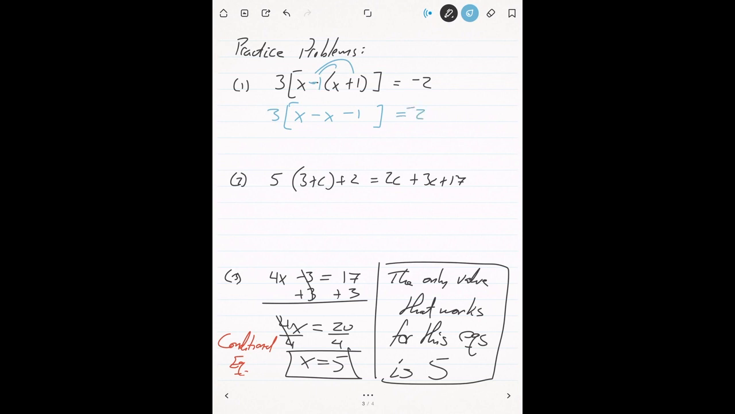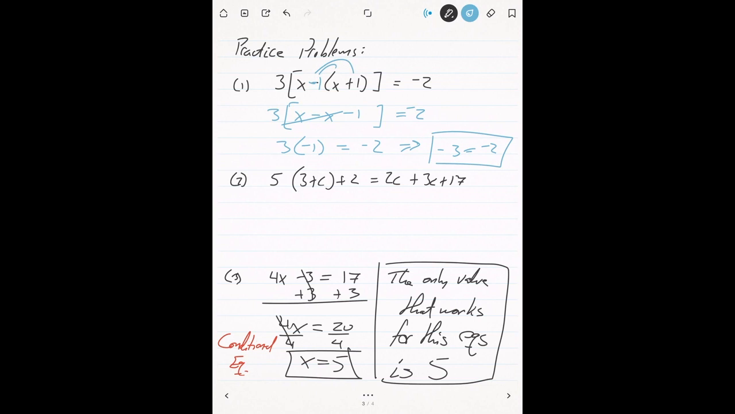We can keep simplifying the inside. Maybe we'll say, you can go ahead and distribute if you want, but take a look here. X minus x, doesn't that just cancel out? And we're left with 3 times negative 1 equals negative 2. Or you could say negative 3 equals negative 2.